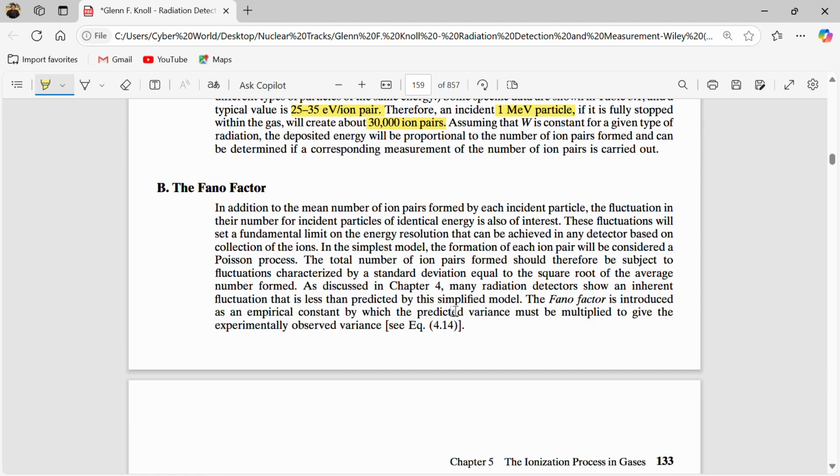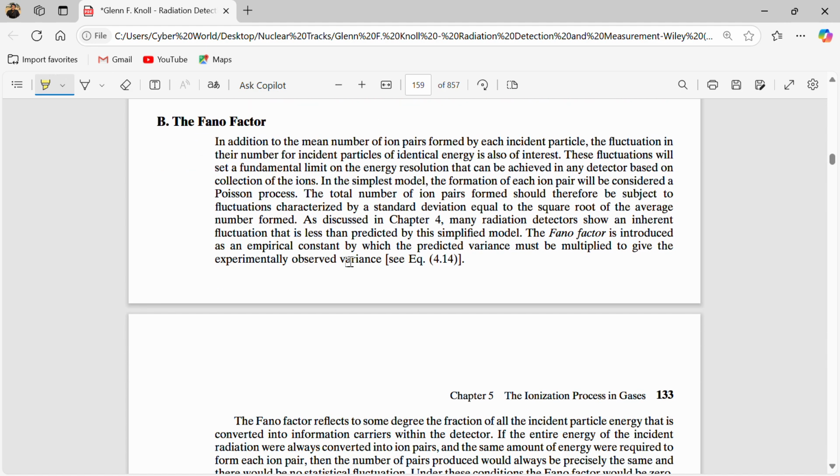Okay. Now move on towards our next subtopic, which is the Fano factor. What is the Fano factor basically? The Fano factor is very important in nuclear physics, or you can say in radiation physics. What is the Fano factor? In addition to the mean number of ion pairs formed. So what is the mean number? The mean number is basically the sum of all numbers divided by the total number, so you get the mean.